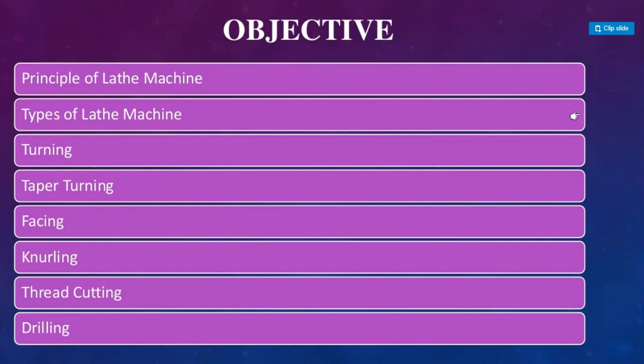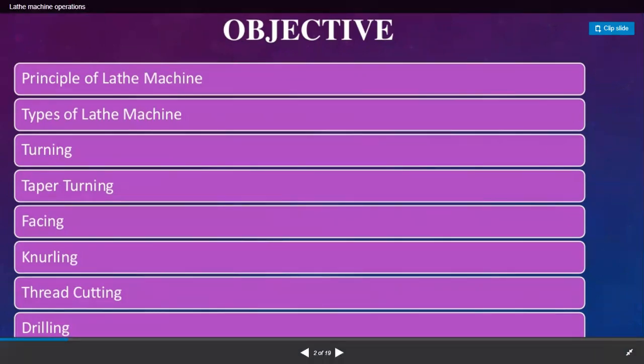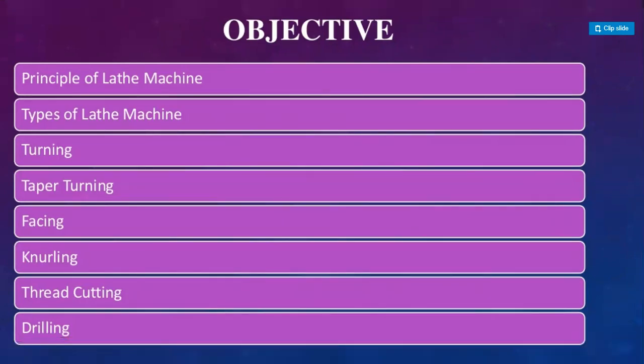Okay, in this picture we can see our main objectives. The main objectives of this lecture are to cover these topics: principle of lathe machine, types of lathe machine, turning, taper turning, facing, knurling, thread cutting, and drilling. Turning, taper turning, facing, and knurling are operations of the lathe. I'm going to discuss these topics through a PowerPoint presentation.